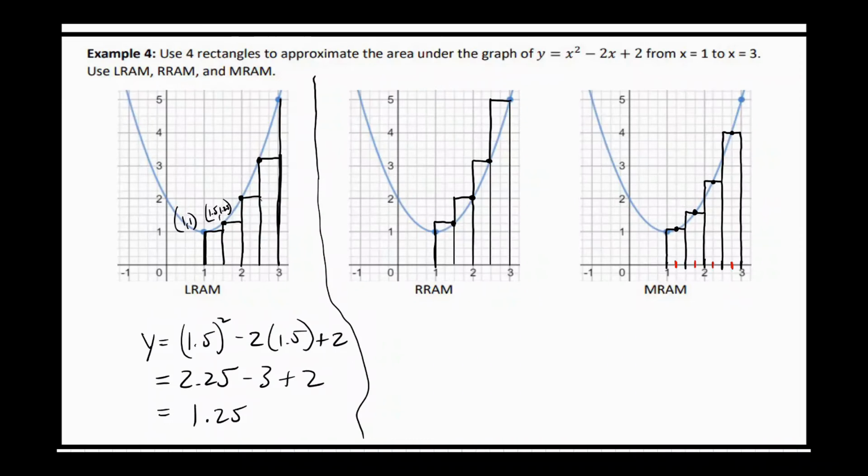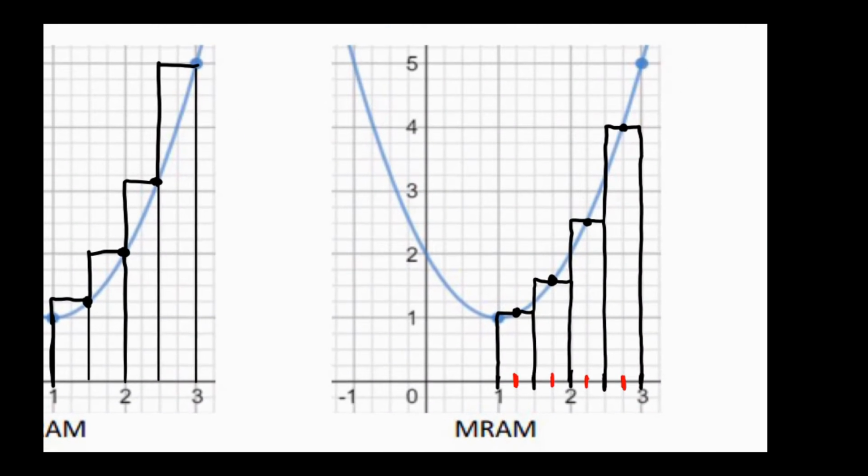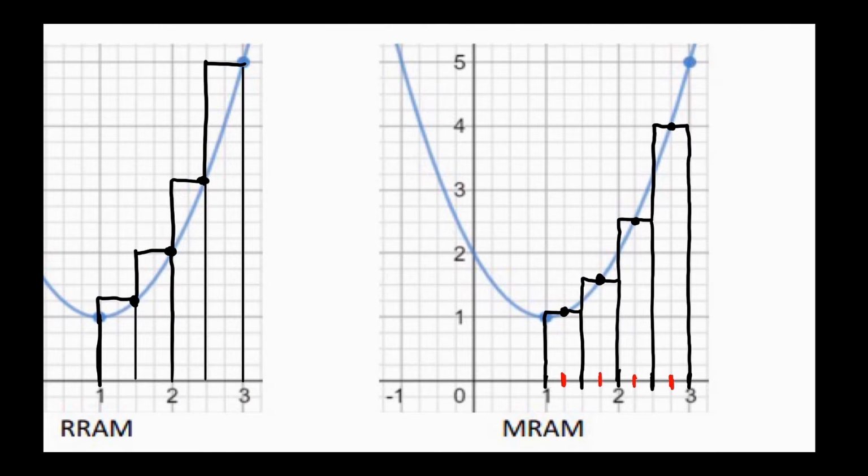So when we're doing M, it's a little different. Notice on my M, I made little tick marks on the graph on the x-axis. I made little red tick marks on there. The reason I did that is because that's where the point is, right? That's where the height is determined, that x value, right?